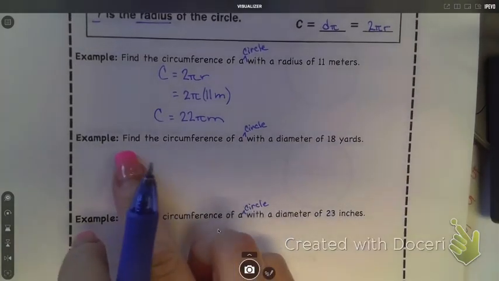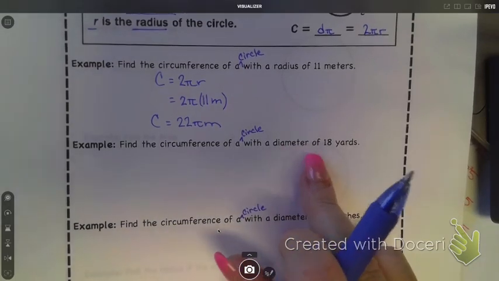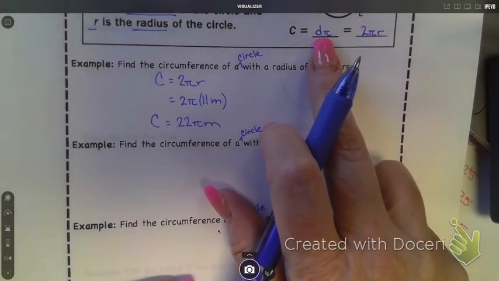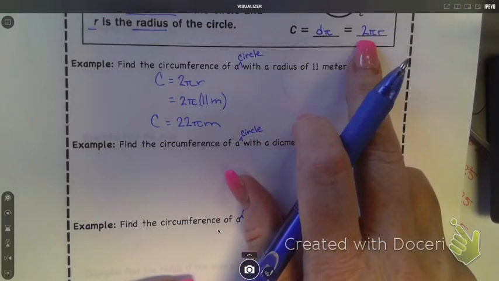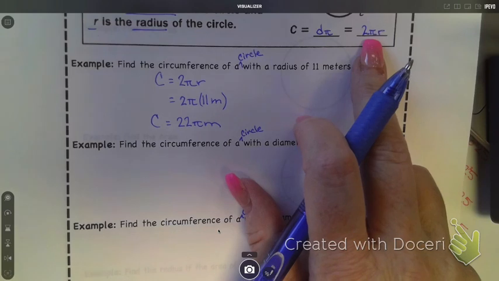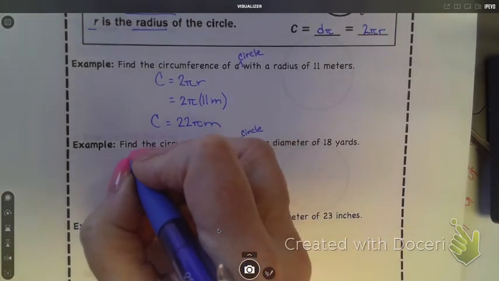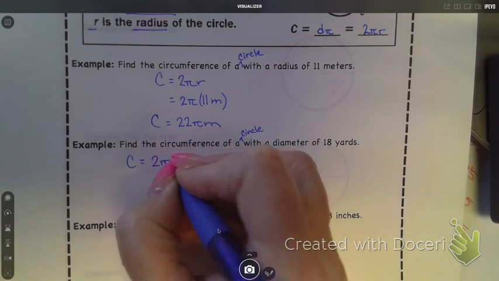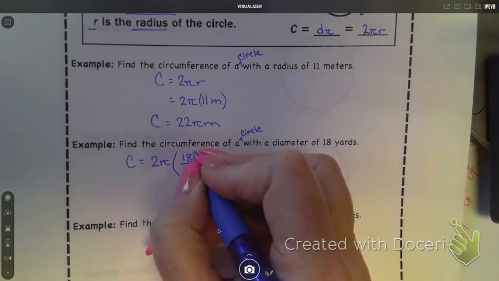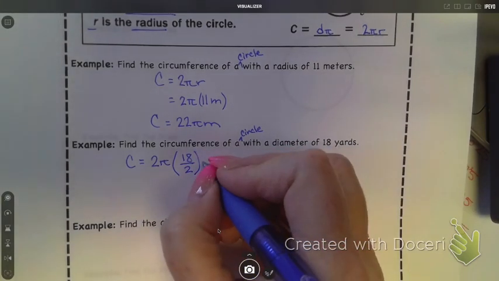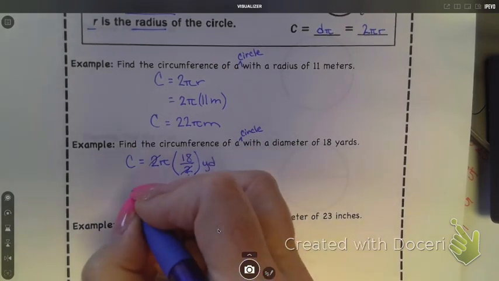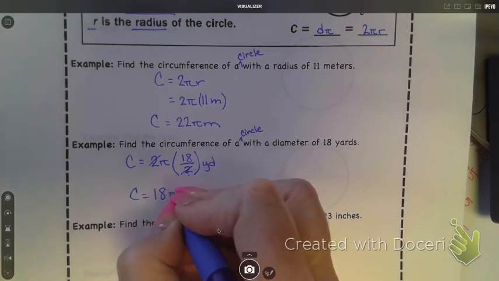The next one is find the circumference of a circle with a diameter of 18. I'm going to tell you right now, I'm not a person that usually uses this formula. My brain doesn't think that way. I do this one every single time. Well, if I have a diameter, how do I get a radius? Divided by 2. So what I typically do is I go circumference equals 2 pi times r. Well, I got 18 as the diameter, so to get r, I divide it by 2. Now watch what happens here. What happens to my 2's? They reduce, right? So my answer is 18 pi yards.